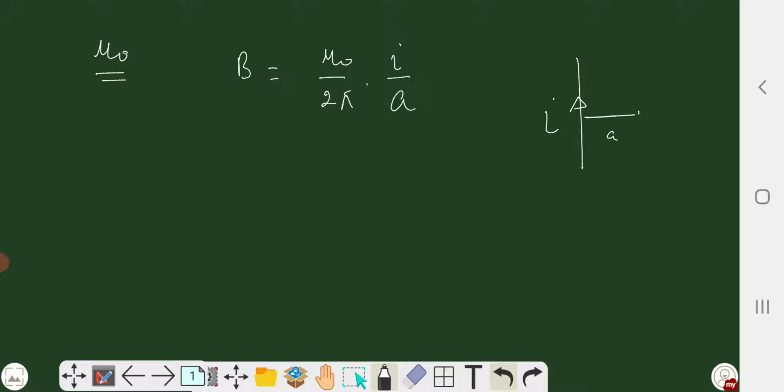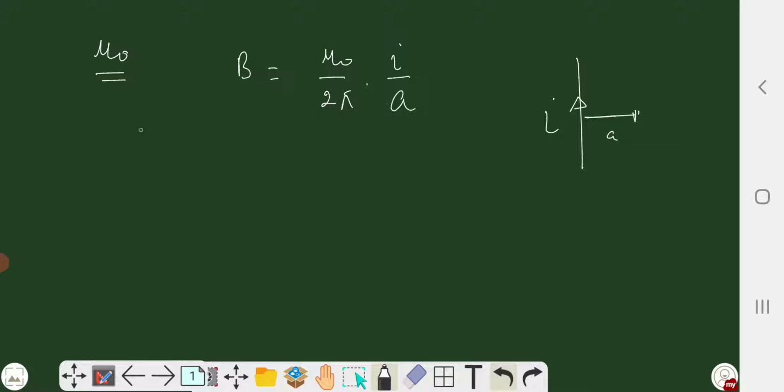Here μ0 is called magnetic permeability, and one formula we can use here is B = μ0 I / (2πa). Basically it is a formula for when a current flows through a wire, and at distance a you have to find the magnetic field. You can use this formula, but here we just have to use it to find the dimensions.